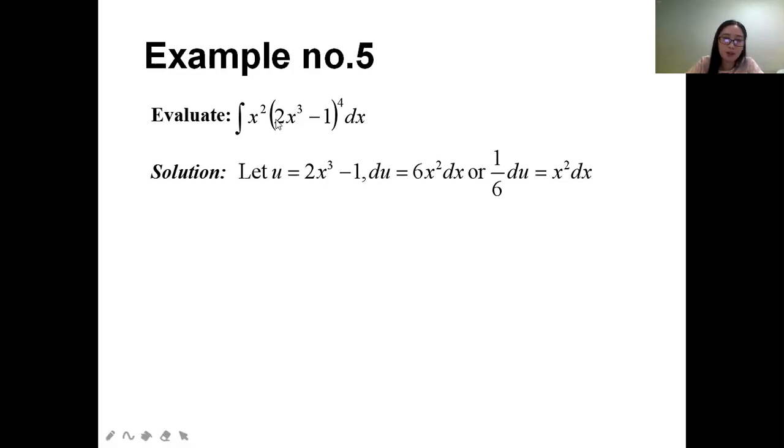Then we differentiate u. We have du equal to 2 times 3 is 6, 3 minus 1 is 2, so we have 6x, and minus 1 will be 0. So we have 6x squared dx. What is left in our integral is x squared dx, since the expression was already our u. So we reciprocate 6 over to du, and we have 1/6 du is equal to x squared dx.